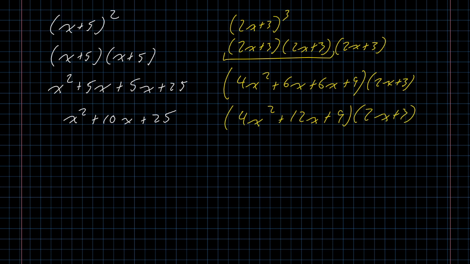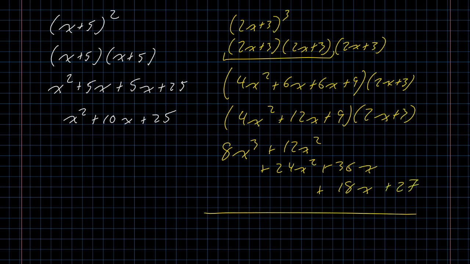And then multiplying that out, we're going to have 8x cubed plus 12x squared plus 24x squared plus 36x plus 18x plus 27, which all told is going to be 8x cubed plus 36x squared plus 54x plus 27.